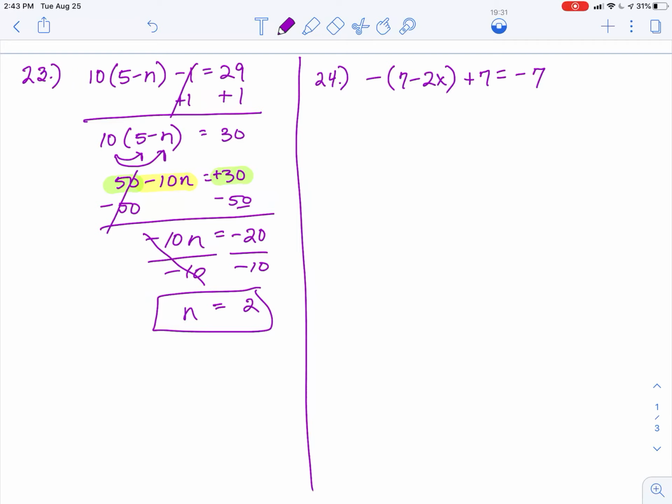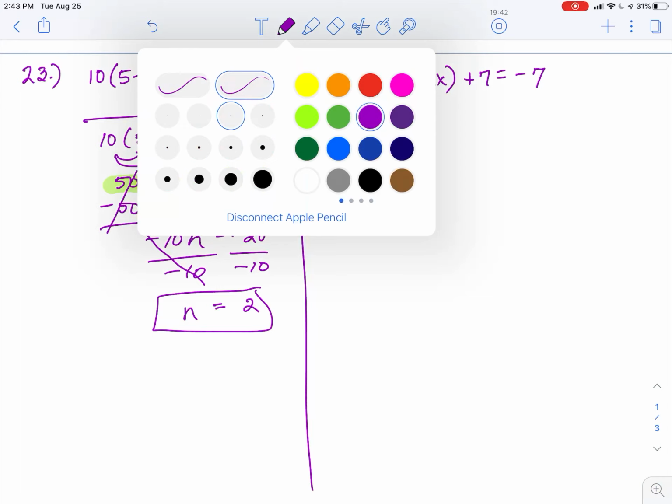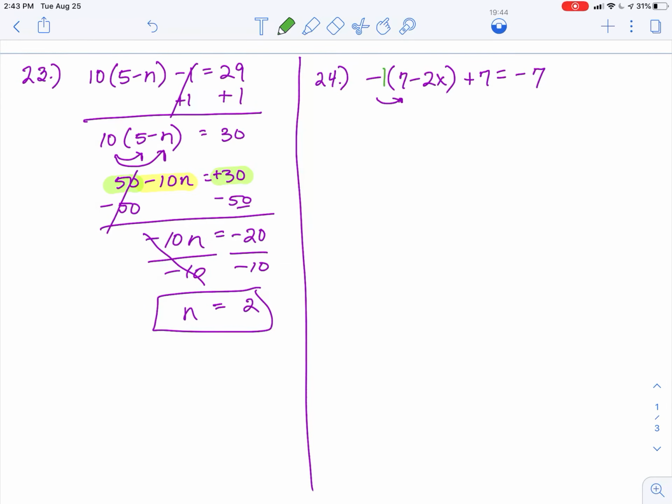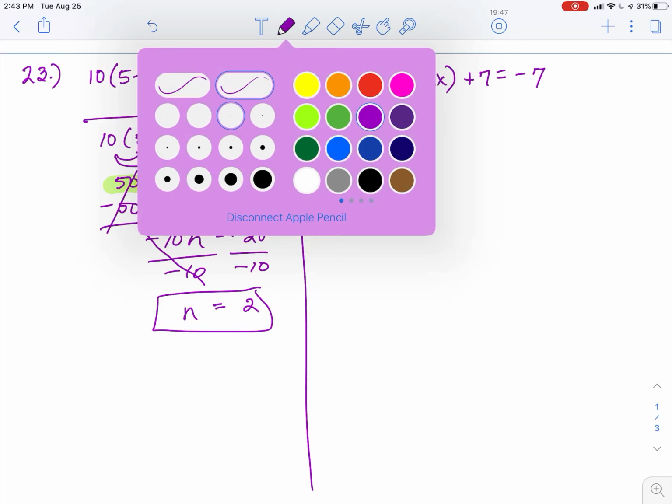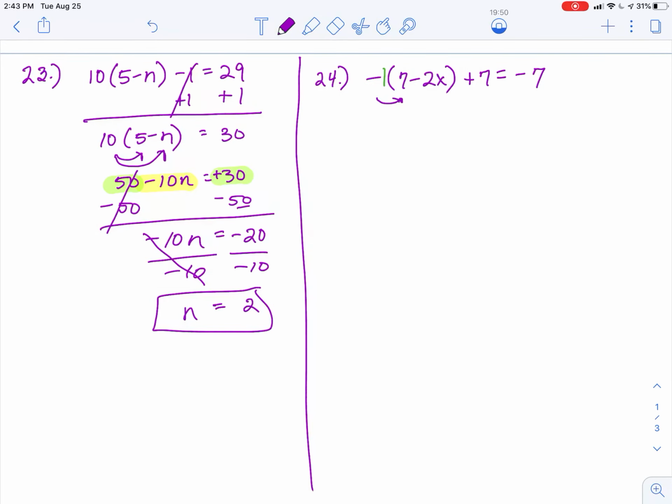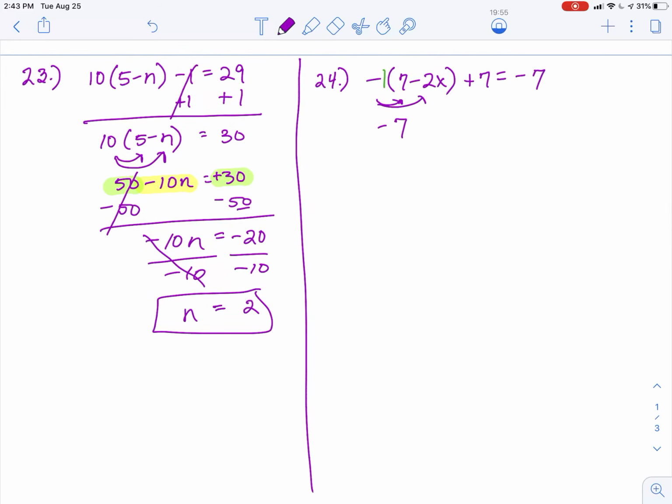So if I asked you to assign a number to that negative out here so that I had something to distribute, what do you suppose it would be? Hopefully some of you are saying that it is a 1. So I'm going to stick a little 1 in there, and we're going to do some distributing here. So negative 1 times a positive 7 is a negative 7. Negative 1 times a negative 2x, don't forget that the negative belongs to the 2. So a negative 1 times a negative 2x is a positive 2x, or it's like adding 2x plus 7 equals negative 7.